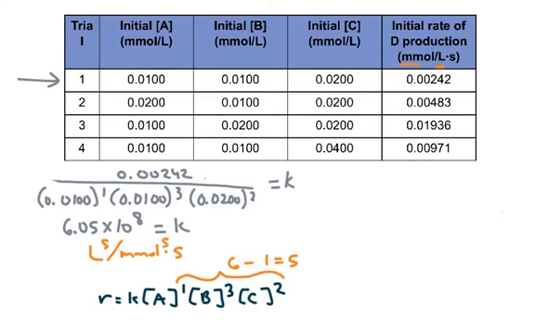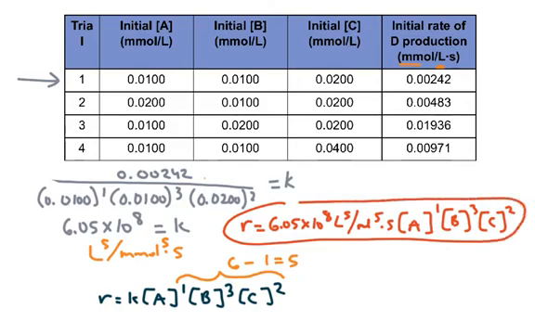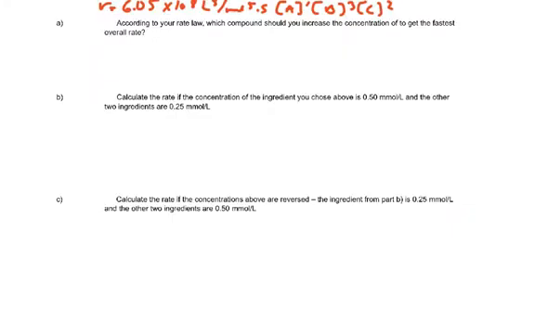So grand finale, our rate law is 6.05 times 10 to the 8 liters to the 5 millimoles to the 5 times seconds. It's getting a little ugly here. Then A to the 1, B to the 3, C to the 2. Woo, we did it. All right, the last of the questions here are using that rate law.